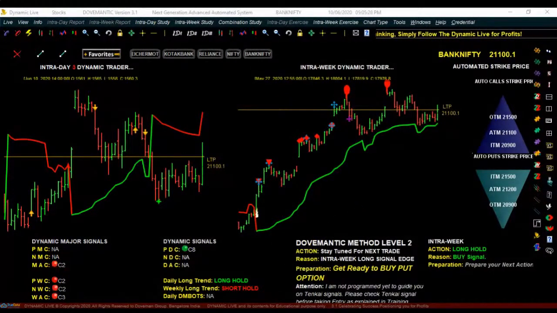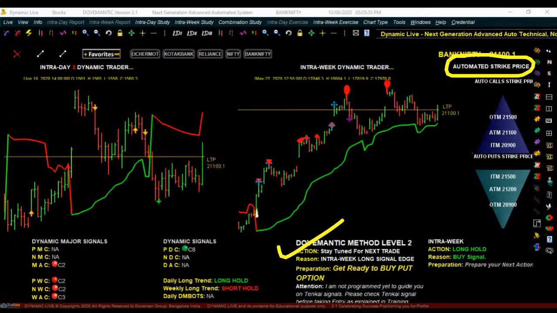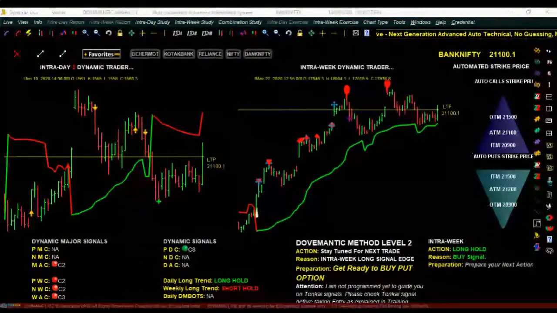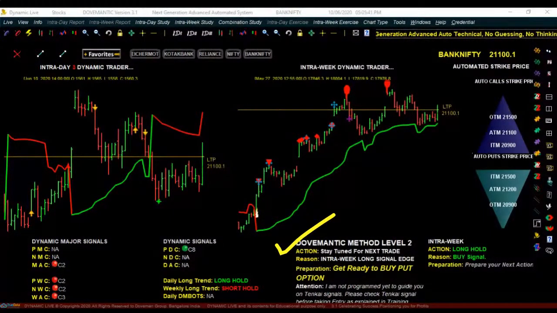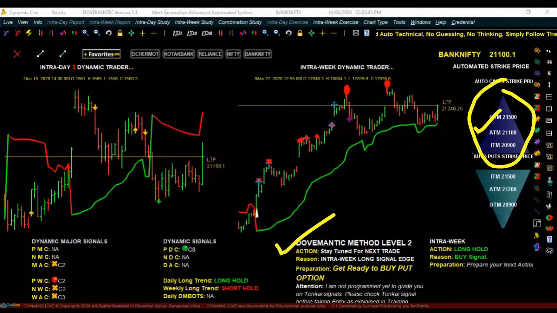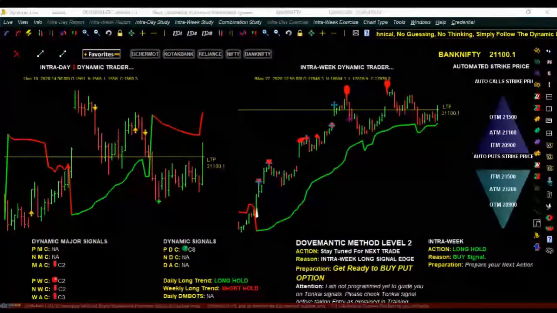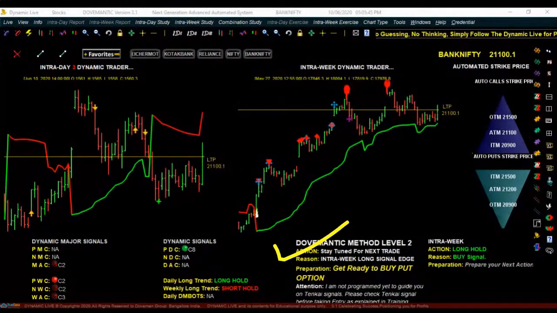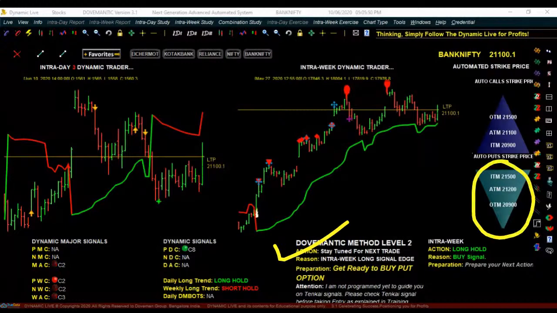But whenever it tells you to buy a call option or a put option, there's one more important thing that you have to learn, and that is to select the right strike price. But today, dynamic live intelligence will automatically identify the right strike price for you. Whenever it is written here to buy a call option, look at this pyramid pointing upward and pick one number out of these three, that is your right strike price. Whenever it is written as buy put option now, look at this pyramid pointing downward and pick one number out of these three.